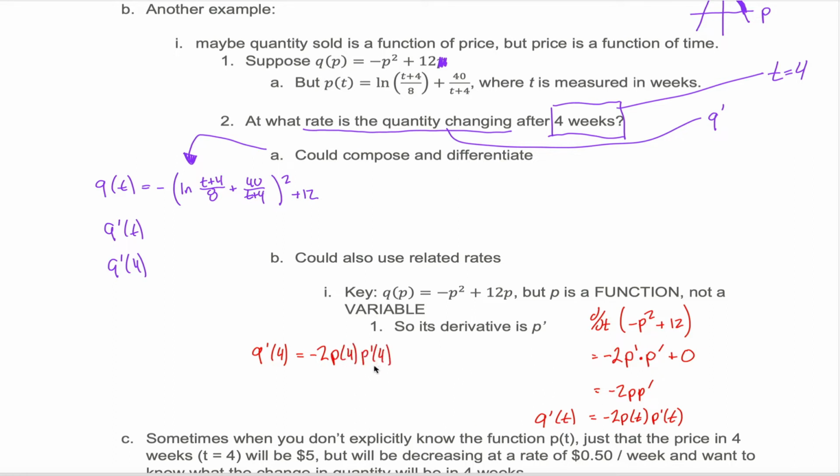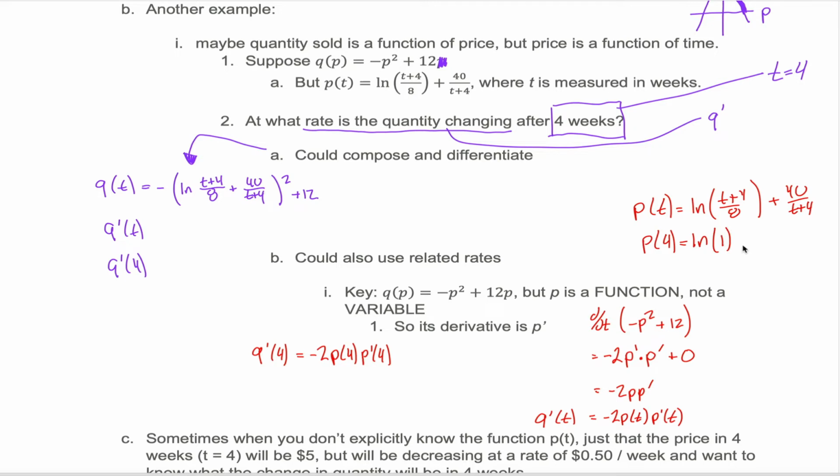What is p of 4? What is p prime of 4? Well, I could figure those out if I have an equation for p of t. I do, it's written up here. P of t is equal to the natural log of (t plus 4) over 8 plus 40 over (t plus 4). If I need to know what p of 4 is equal to, I copy this exact expression, changing all the t's into 4's. It's the natural log of (4 plus 4) over 8, 8 over 8.